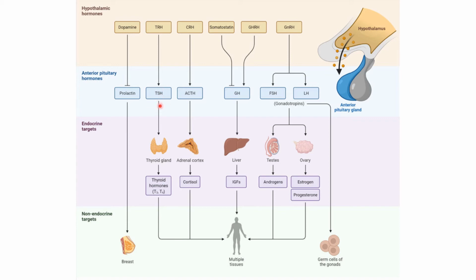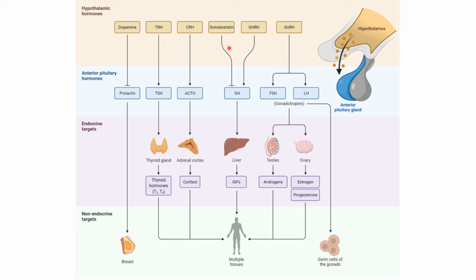It causes the release of thyroid stimulating hormone. Then the endocrine target is the thyroid gland, and you'll get the release of the thyroid hormones. And then you've got the corticotropin releasing hormone, which stimulates the adrenocorticotropic hormone, ACTH, which affects the adrenal cortex to release cortisol.